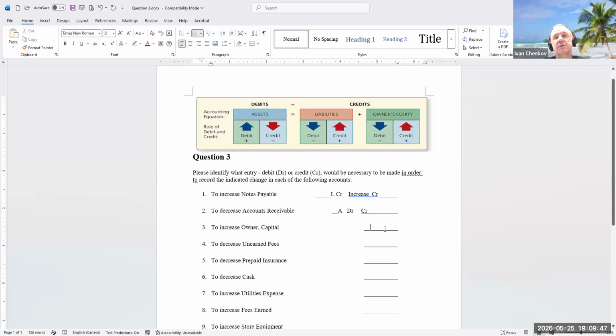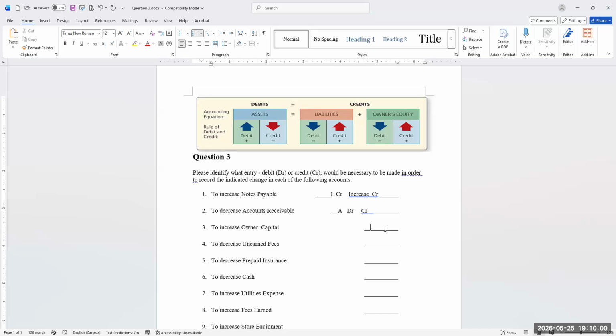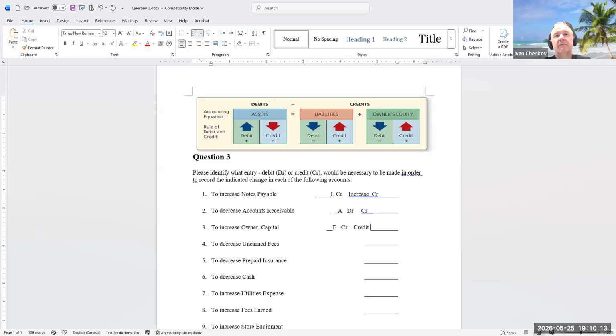You are to start speaking up; I strongly encourage it. Capital, owner's capital. What kind of account is that? It's an equity account, whose normal balance is credit. So if I want to increase the equity account with normal balance credit, I have to put more credit, right? If I add more credit, that is going to increase the balance of that account.